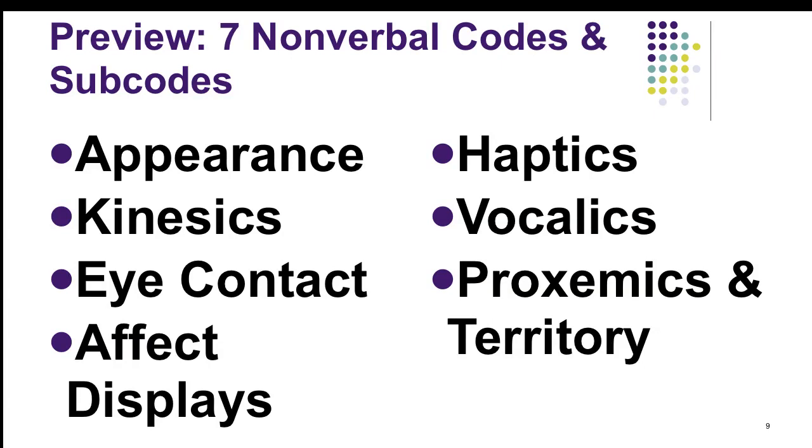So here's where we're going next. 7 nonverbal codes and subcodes. We'll briefly discuss appearance, kinesics, eye contact, affect displays, haptics, vocalics, proxemics, and territory.